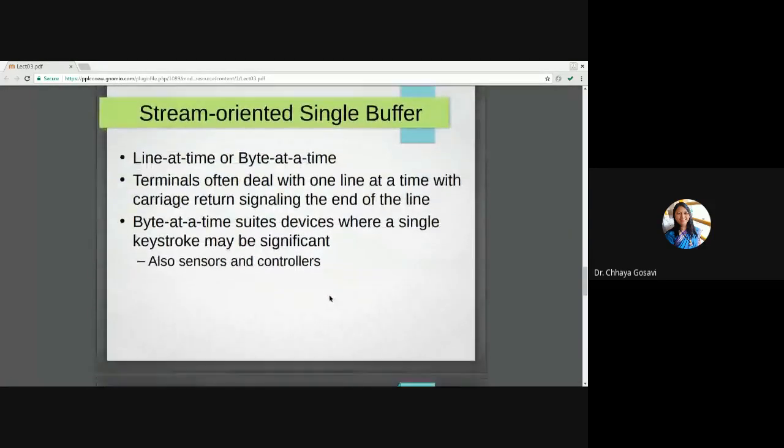Stream oriented single buffering, as the name says, stream oriented. So you are reading the data in sequence, line by line or byte at a time. Terminal often deals with one line at a time with carriage return, that is enter key, signaling the end of line. So you read data one line at a time till user presses enter. Byte at a time suits devices where a single keystroke may be significant. So you can also take data in terms of bytes. Every keystroke is new data. For example, the data received from sensors or controllers is in the form of stream-oriented buffering.